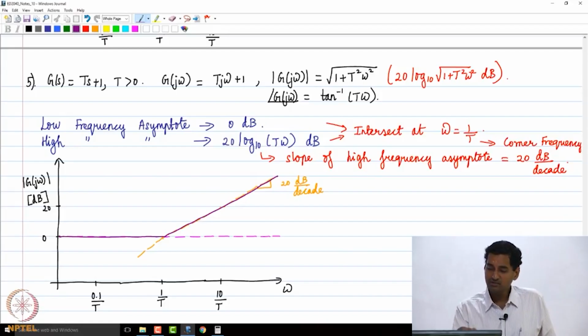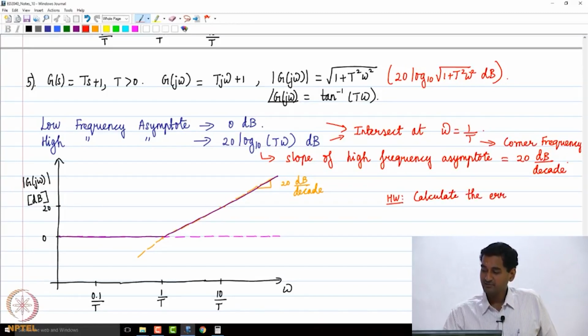And as homework, okay, calculate the errors, the error in magnitude as before, okay, but you will see that it is a very simple process, but I want you to do it, right.